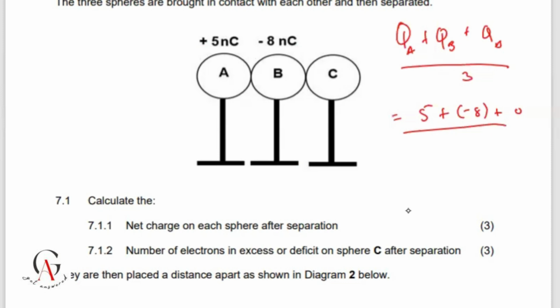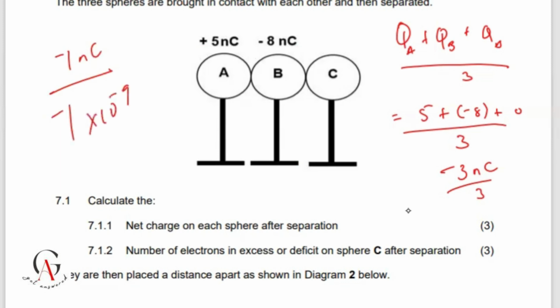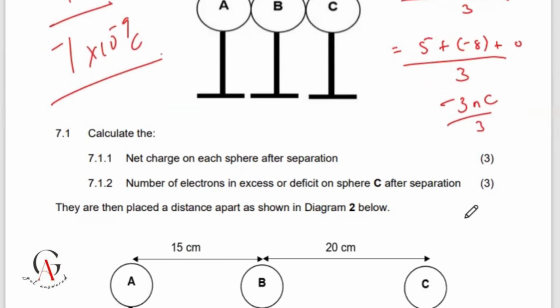So punching that into the calculator, I'm going to get -3 nanocoulomb over 3, which means all the charges will go away with -1 nanocoulomb. Alternatively, you can just write it as -1 times 10 to the -9 coulombs. Okay, so that is the net charge.